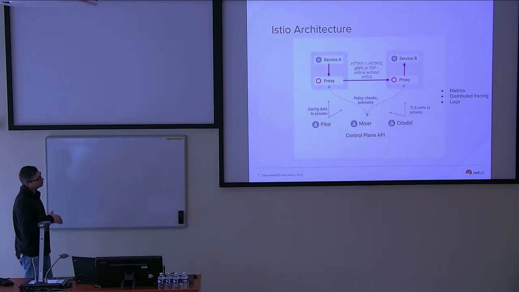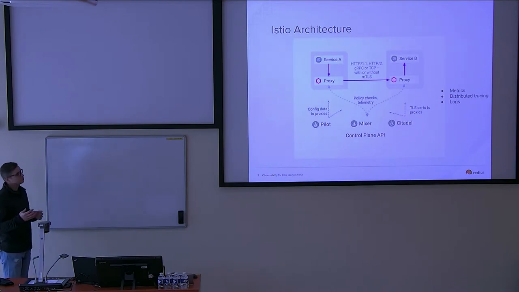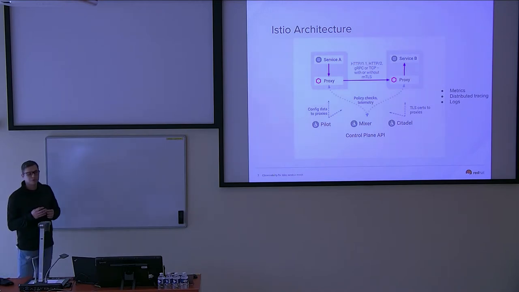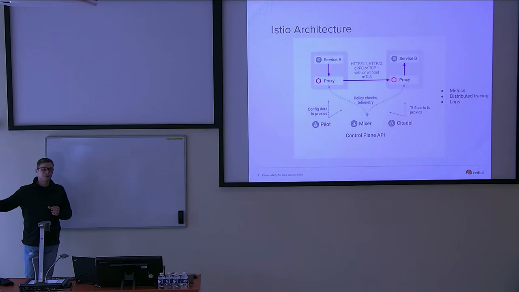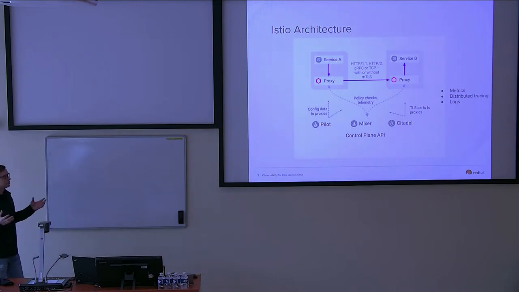On the top of this slide you can see the so-called data plane. It consists of your microservices, but also of all of these proxies. The proxy is a process which lives very close to the application. And if the application wants to tell something to the other application, all the traffic has to go through the proxy. So these proxies have full control over the traffic which is going between the services.